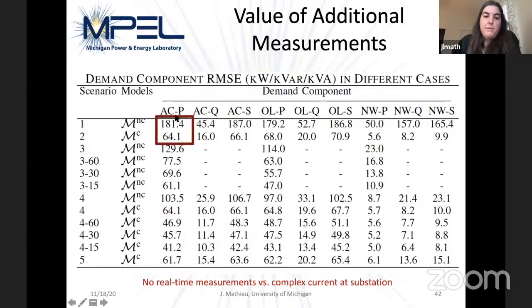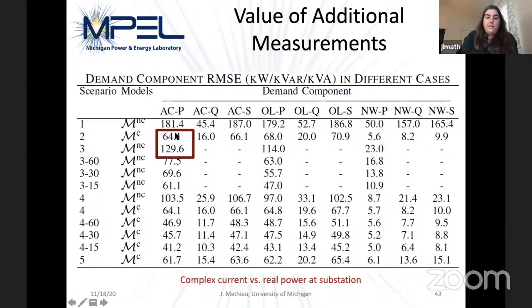So what we can do by comparing different things is see the value of adding additional measurements. The first one is showing the case where we have no real-time measurements, we're doing open loop prediction. And then the second case is showing if we have complex current at the substation. So just having that one measurement at the substation, but of complex current, so you have the real part and the imaginary part of the current, essentially real and reactive power, we can drastically reduce the error. So there's a huge advantage to having that one measurement.